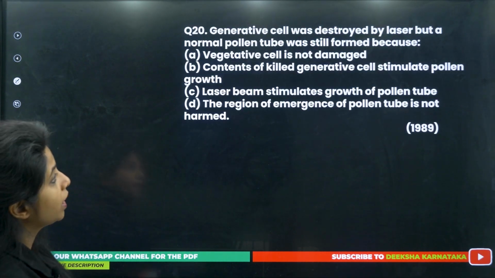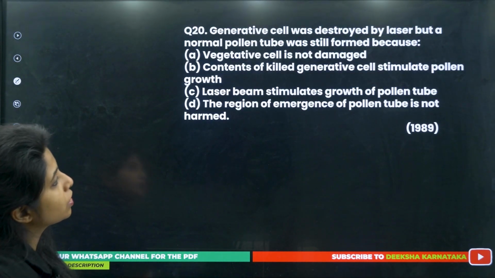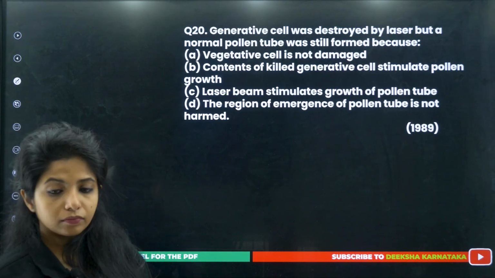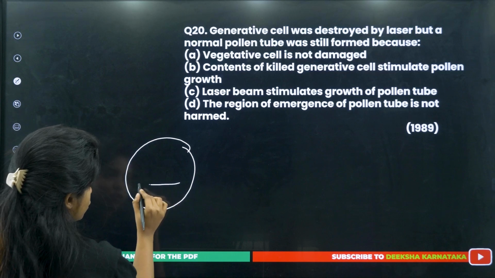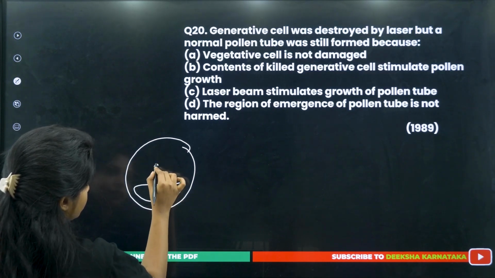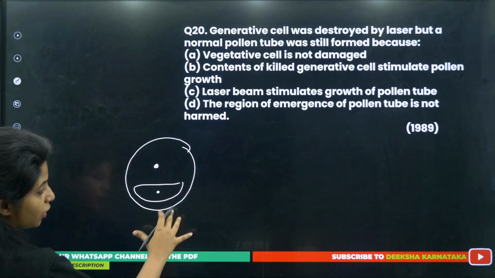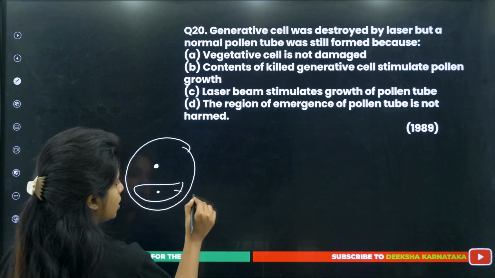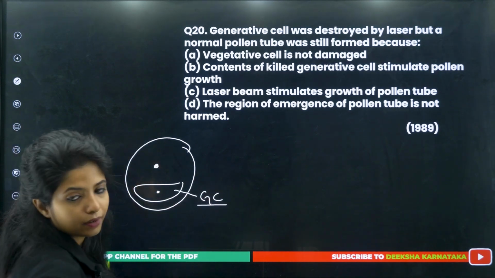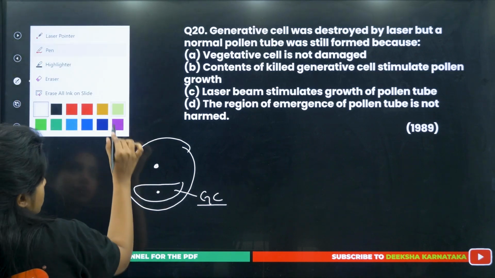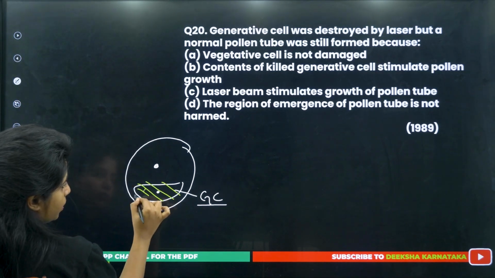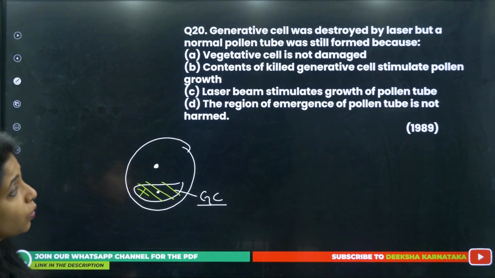Generative cell was destroyed by laser, but a normal pollen tube was still formed because of. So I told you in the pollen grain there is a generative cell over here, and there is a vegetative cell in the cytoplasm of which this particular generative cell is floating, right? So it is saying that generative cell was destroyed. This particular cell which you see, it was destroyed, okay, but still normal pollen tube was formed.